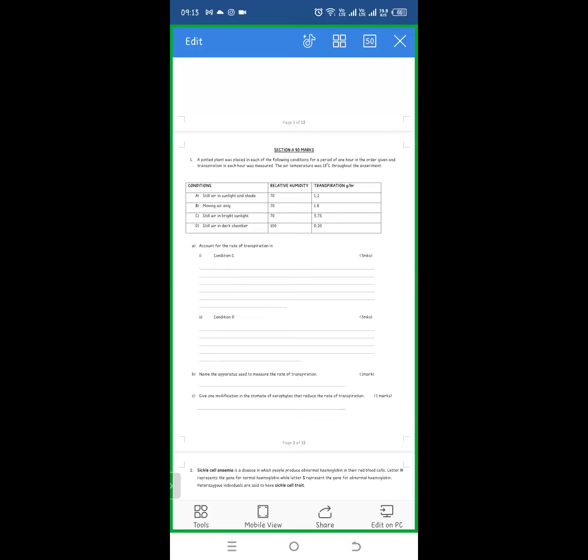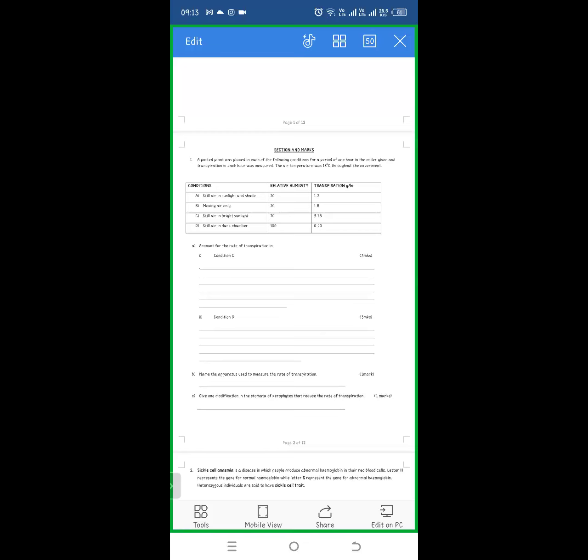Okay, thank you for that input. So when we look at these setups, we can start from setup A. There is still air, that is wind that is not moving, meaning wind at low intensity. Then also in sunlight and shade. So there is that part of sunlight, and also that part of shade. Something could be in sunlight, but if it is shaded, then not sufficient light can reach it.